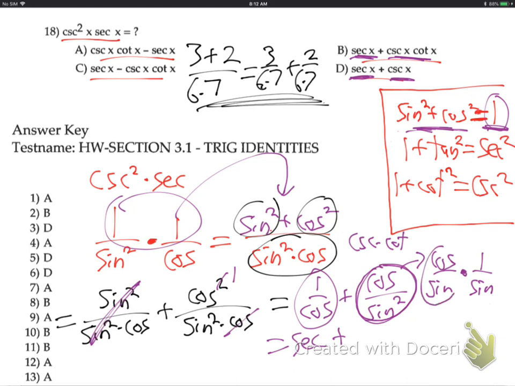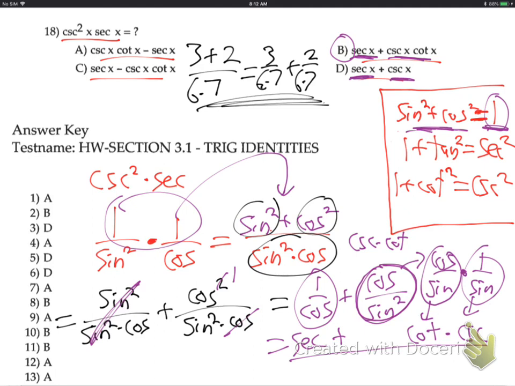And what is cosine over sine? Cotangent. What is 1 over sine? Cosecant. So it is secant, and the order doesn't matter. Secant plus cotan cosecant, it is B. That was pretty tricky. That's one of the hardest ones, that one in number 13. We got there. We showed that it's a different way to say that same thing.